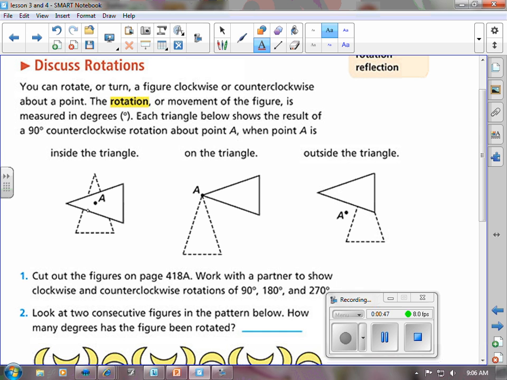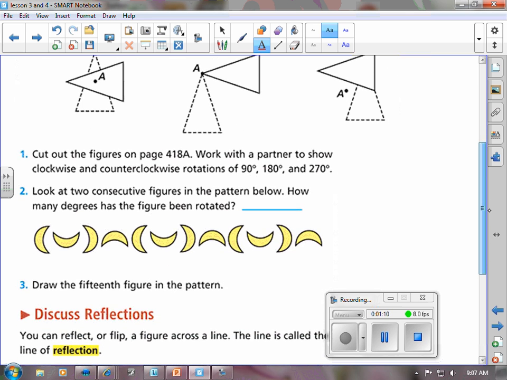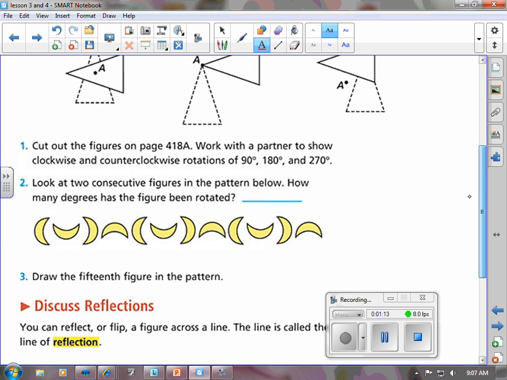So the point could be anywhere, right? For example, right here, it's in the middle of the triangle, but the triangle wouldn't move from there. You would imagine that it's like a spinner and it's stuck there. This one, they've got the point up at the top, and here the point is way outside, but it's still got that ability to rotate, okay? An activity you can do is on 418, you can cut out the shapes and demonstrate rotation with them. Okay, and that would just be a great hands-on activity for you guys to practice.